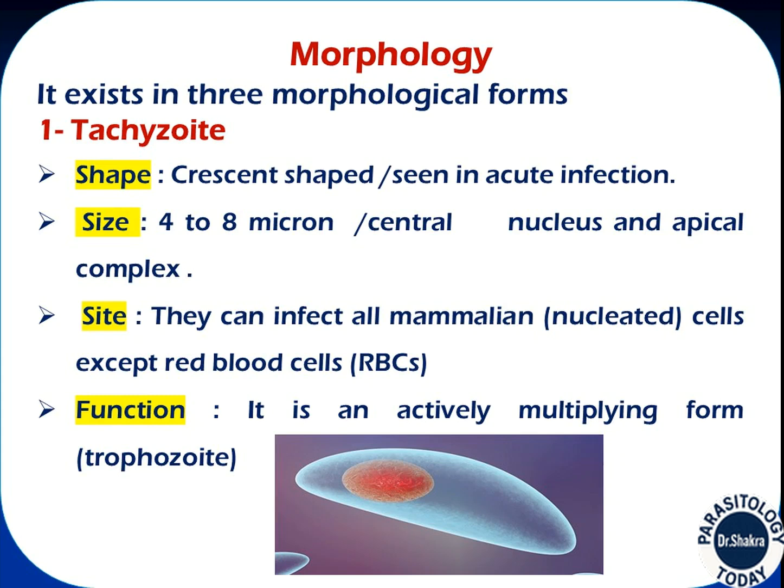1. Tachyzoite. The tachyzoite is crescent-shaped, about 4 to 8 micrometers long, and it has a single central nucleus with an apical complex used for invading cells. These forms multiply very rapidly and can infect almost any nucleated cell in the body, except, interestingly, red blood cells, because they lack a nucleus.